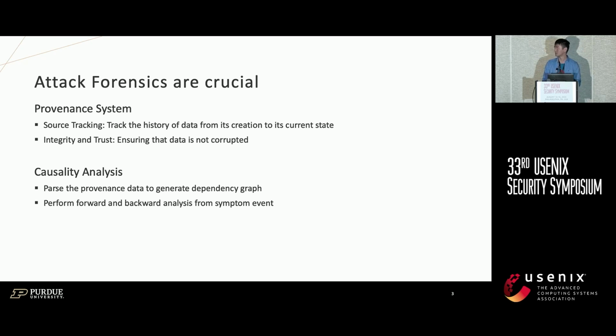And the second part is integrity and trust. We want to make sure that the data is not corrupted, and we also want to make sure that the data comes from a reliable source. For causality analysis, we parse this provenance data to generate the final dependency graph, and then we perform forward and backward analysis from the symptom event.